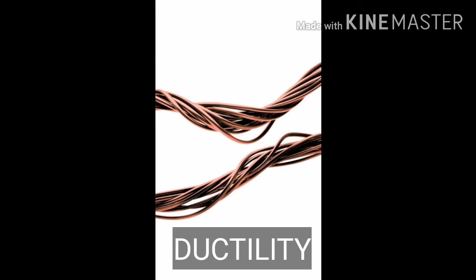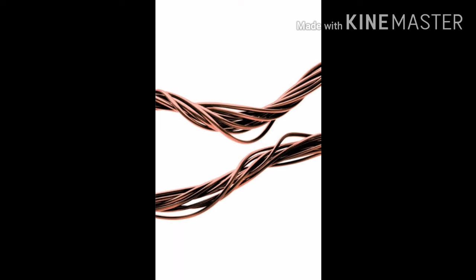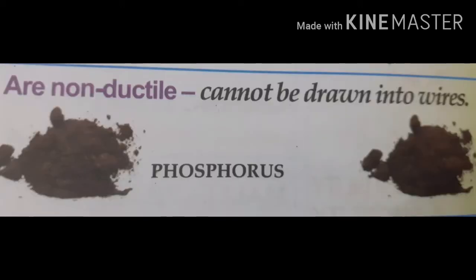Now ductility. Ductility is the property of an element by which it can be converted into a wire, like copper wire and aluminum wire. Copper and aluminum are elements which can be drawn into a wire. On the other hand, non-metals cannot be drawn into a wire, like phosphorus. When we beat or stretch phosphorus, it gets converted into powder form.